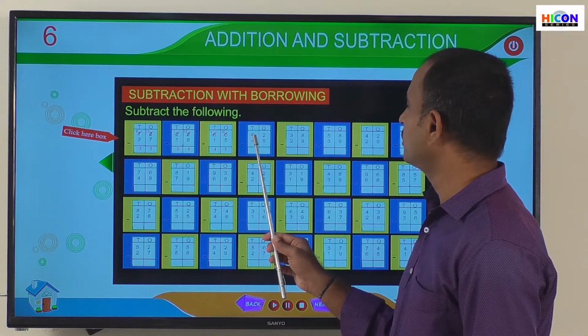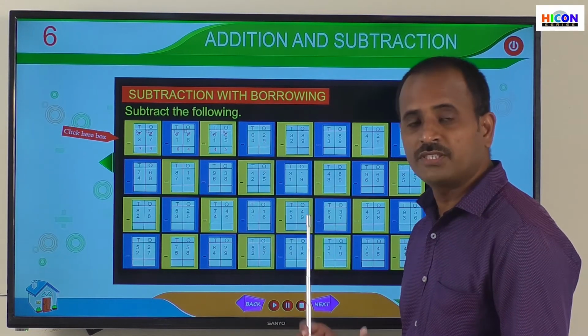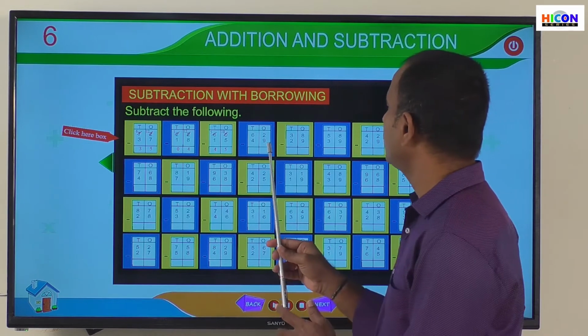So here the first number is 62 and the second number is 49. First subtract the digits present in the ones place.